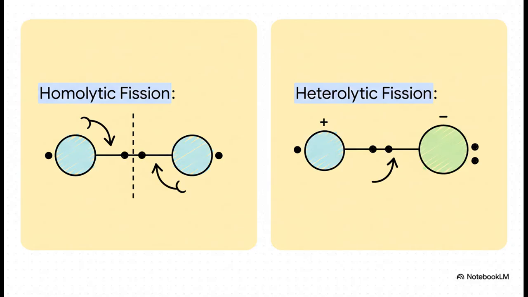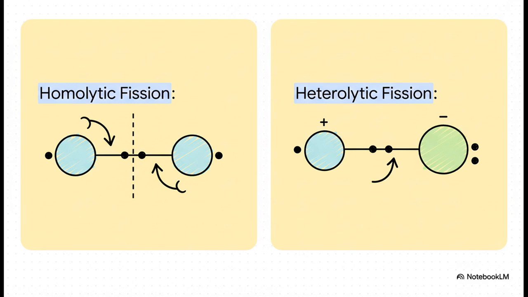Well, it turns out there are really 2 main ways it can go down. The first is called homolytic fission. Think of this as a fair, symmetrical split. The bond breaks and each atom walks away with 1 electron. This creates these neutral but super reactive things called free radicals.